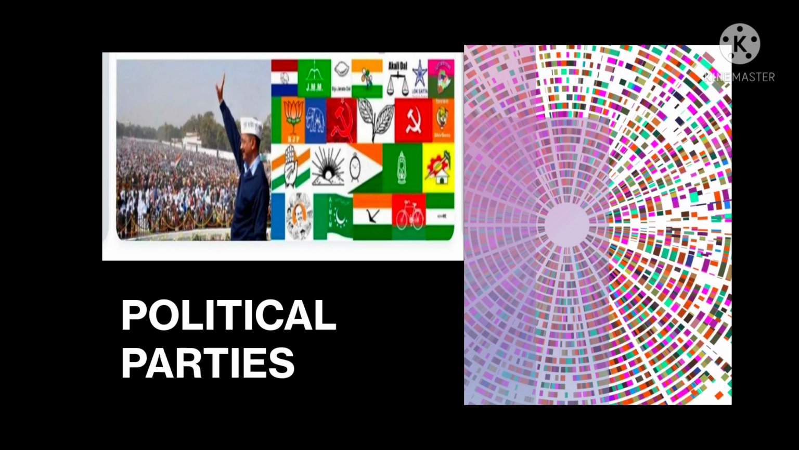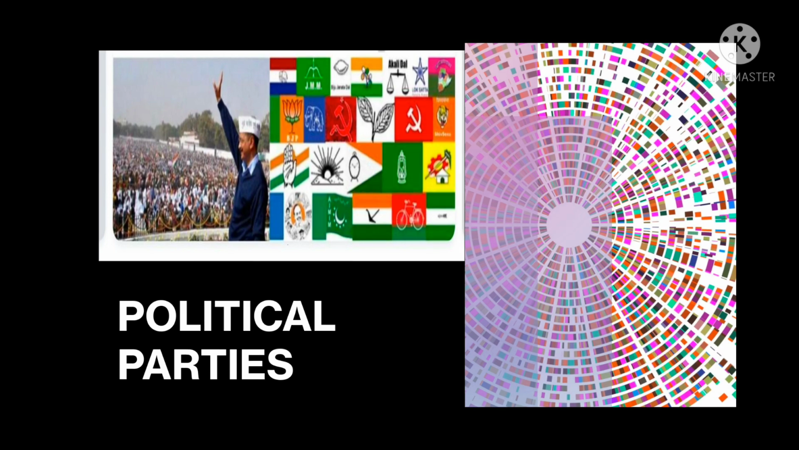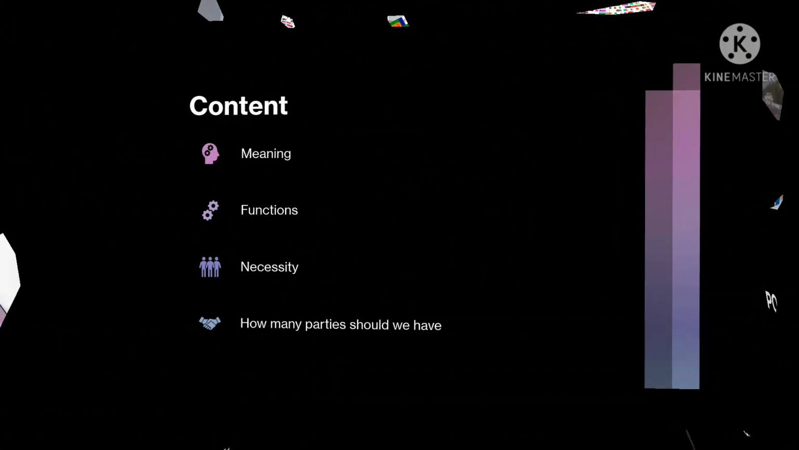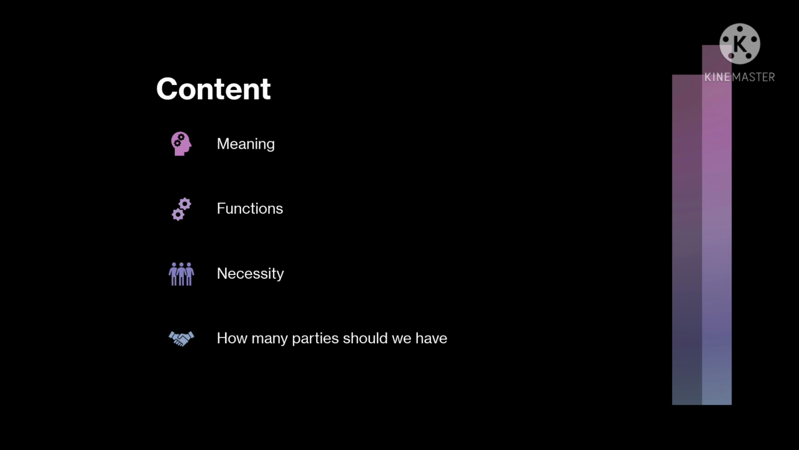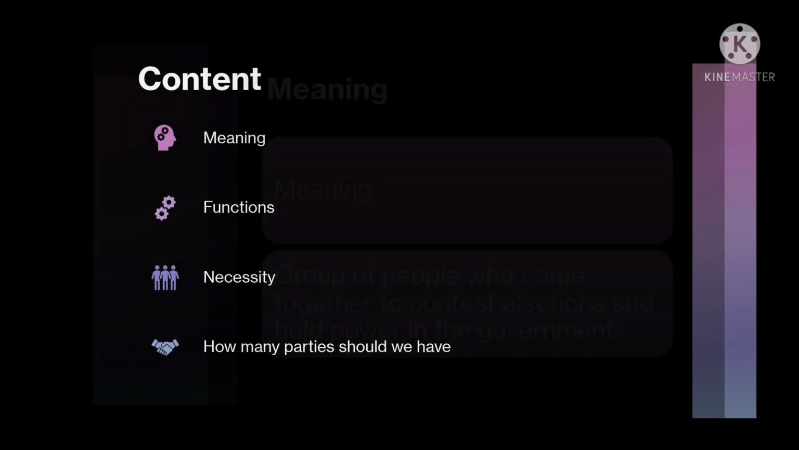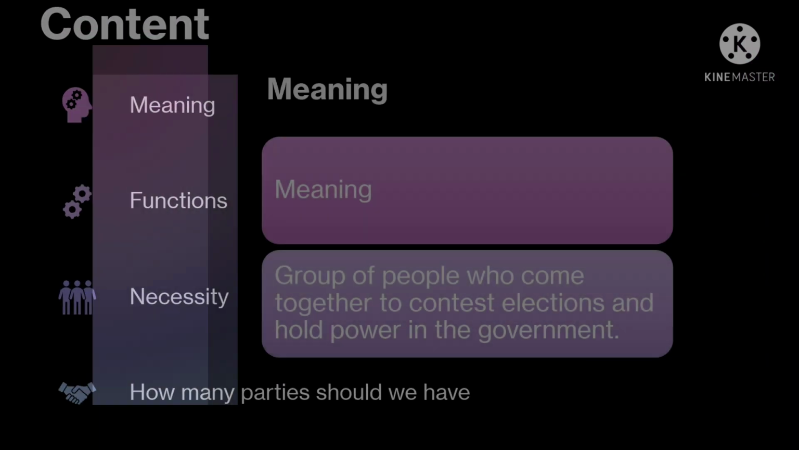Good morning, students. Today we are going to learn CBSE 10th class Civics, Chapter 6 Political Parties. Here is the content we are going to learn: meaning of political party, functions, necessity, how many parties should we have. These are the topics we are going to learn today.